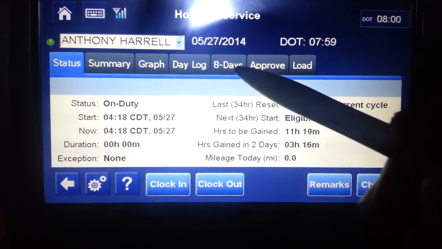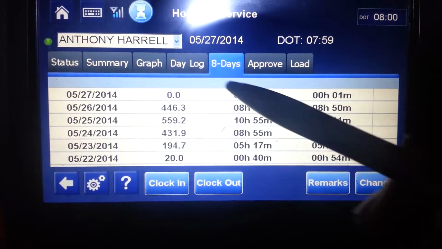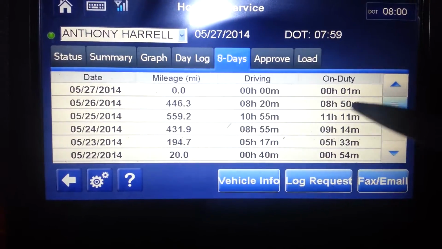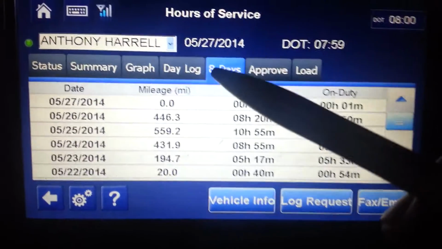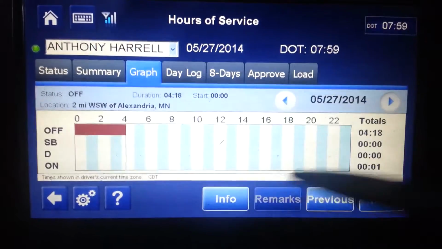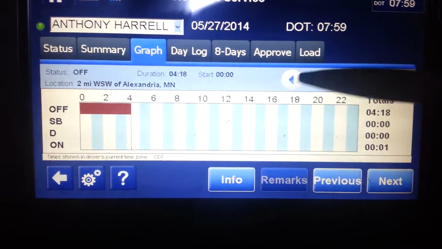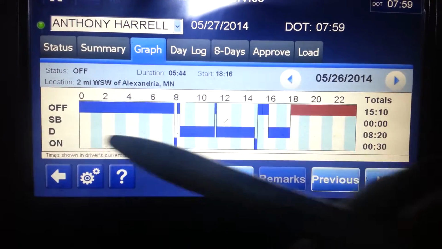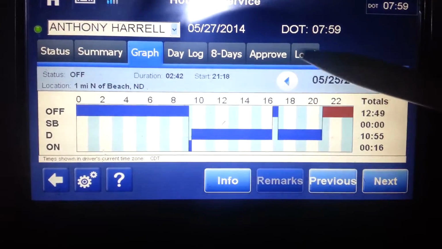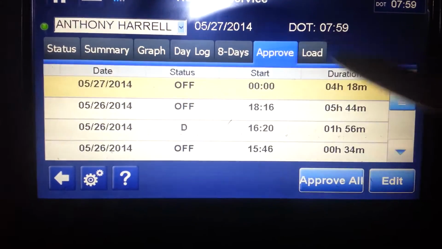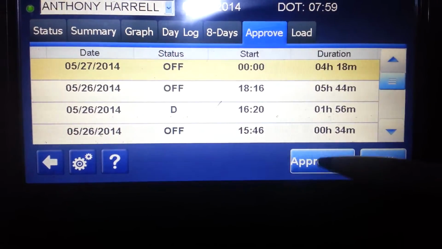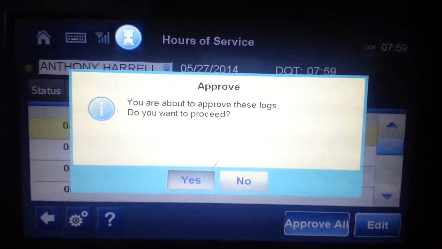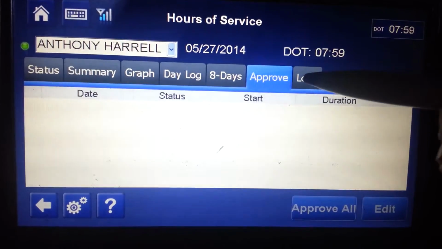So in 8 days, it shows you your mileage. This is what I did yesterday. And here's your graph. You can go back, you can look at it yesterday. So I'm going to approve my logs because everything I like what I see. I ain't gotta worry about that. Send that to the log department. I made my edits.